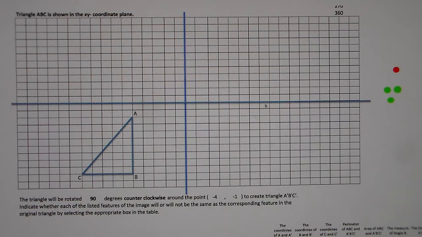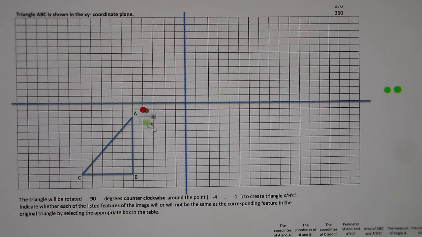So we have our same type of problem set up. Our directions are down here. The triangle will be rotated 90 degrees counterclockwise around the point -4, -1. So -4, -1, that's 1, 2, 3, 4. -1's right there. We got to do a 90 degrees counterclockwise rotation. So we know clockwise is like this. So counterclockwise is this way.